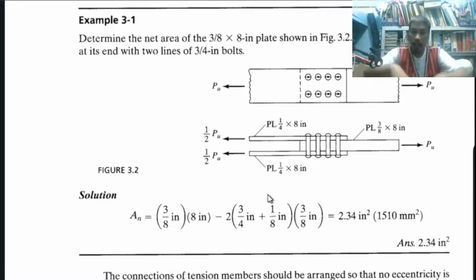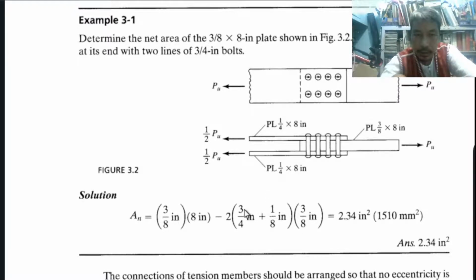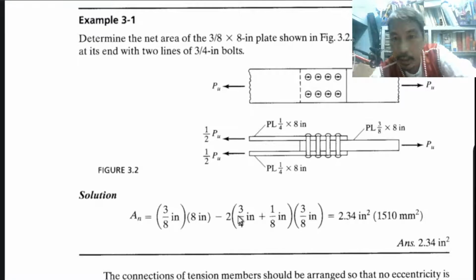Plus 0 is okay, plus 1.6 is okay, plus 3.2. It depends upon the condition. There is a condition for each and every allowance for the hole. So, meaning to say, 3/4 is the size of the bolt. That is the diameter of the bolt.